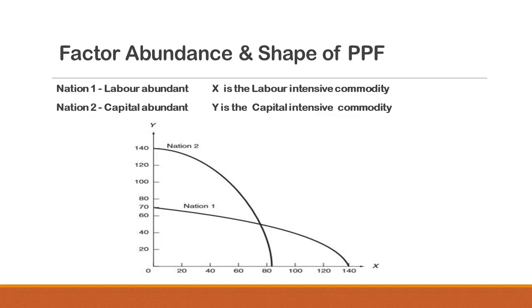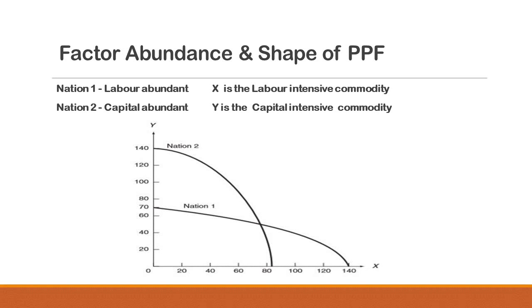Now let us examine what is the relationship between factor abundance and shape of the production possibility frontier. In the diagram, we have taken commodity X along the X-axis and commodity Y along the Y-axis, and we have plotted the production possibility frontiers of two nations, nation 1 and nation 2. And we know that nation 1 is the labor abundant nation and nation 2 is the capital abundant nation, and commodity X is the labor intensive commodity and commodity Y is the capital intensive commodity.